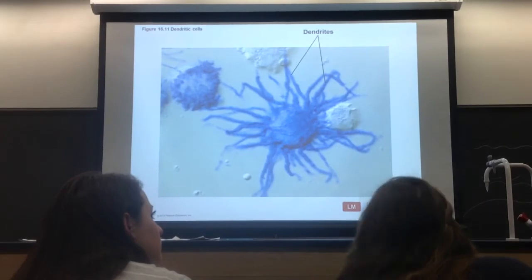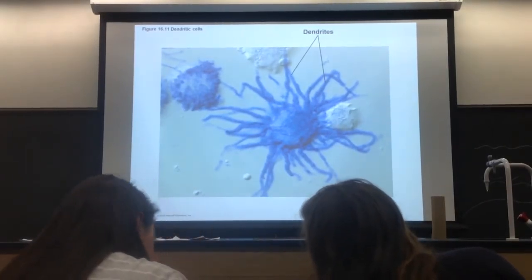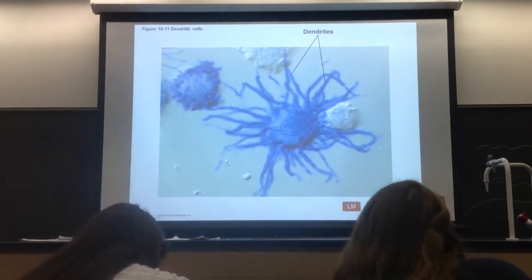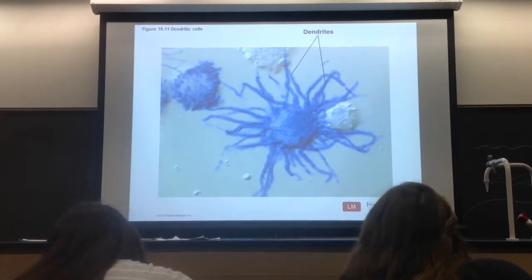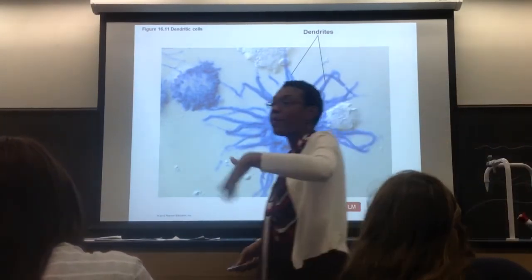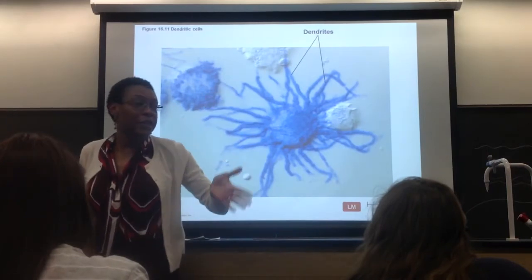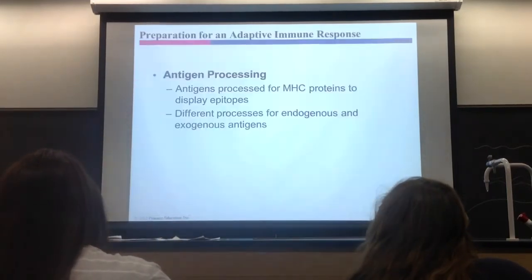They touch something that doesn't belong, and they process the antigens so that they can present them. We'll talk more about these guys because they play a major role in letting T cells know something doesn't belong in the body. Makes sense? So they're dendritic cells. They are a major part of the APCs, antigen-presenting cells. That's their primary role.